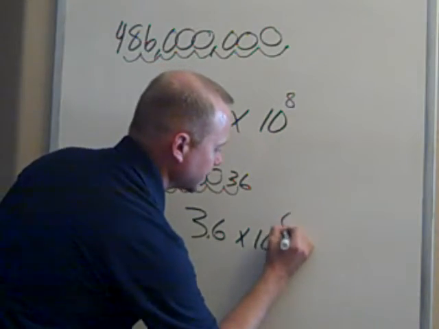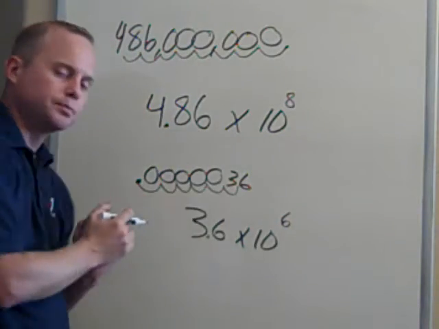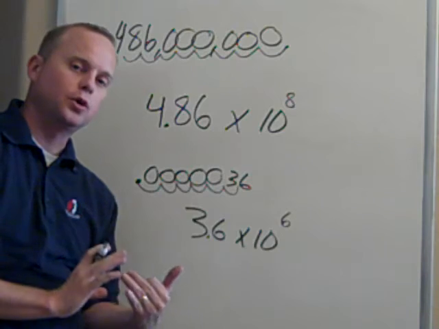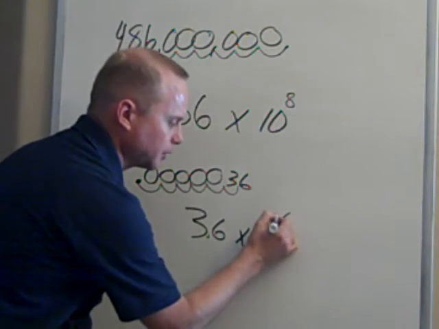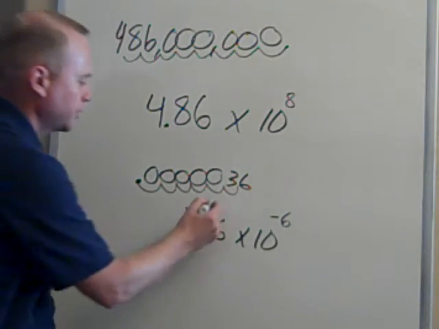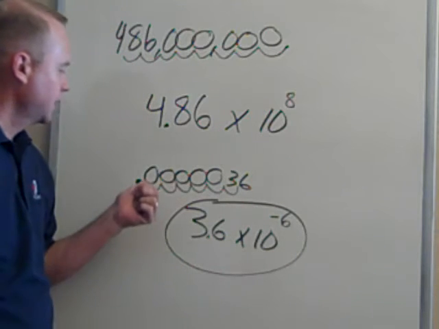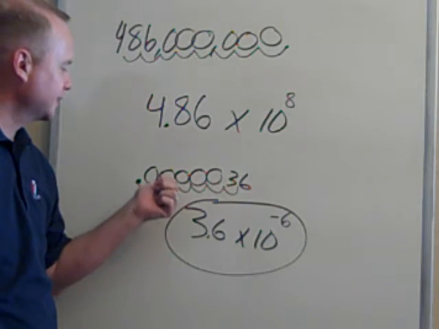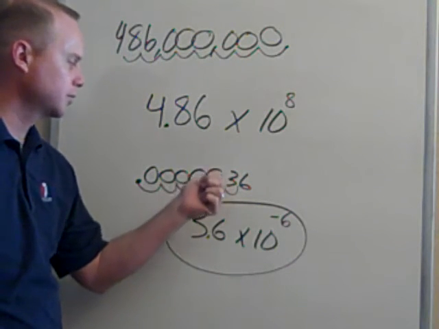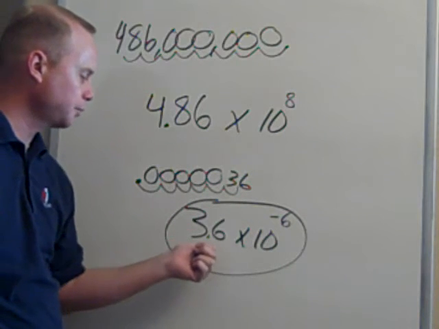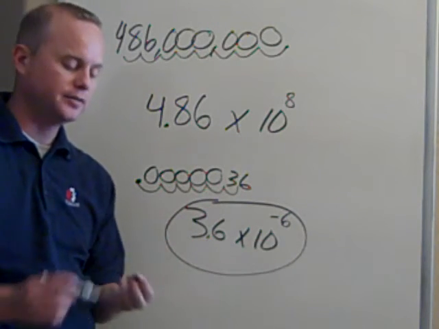So I know it's going to be a 6 there, but you see how this number is really small? The original number was less than 1. It's a really small number, so because of that I'm going to put a negative right here. So this number right here, 0.000036, is the same thing as 3.6 times 10 to the negative 6.